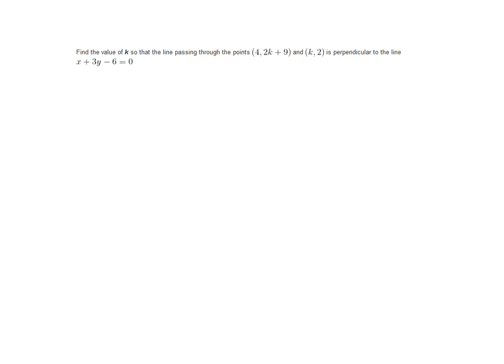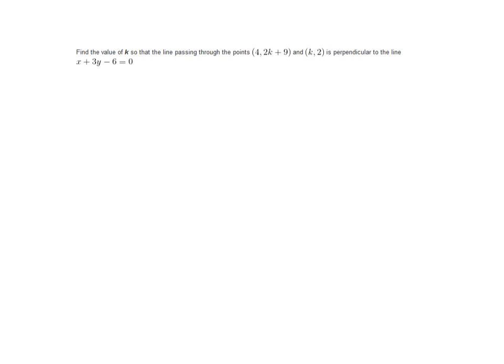Okay, so this is a question from Lecture 2. I'll go ahead and read this to you just in case you can't see it on this computer screen. I just took a snapshot of it directly from the website. But it says, find the value of k so that the line passing through the points (4, 2k + 9) and (k, 2) is perpendicular to the line x + 3y - 6 = 0.